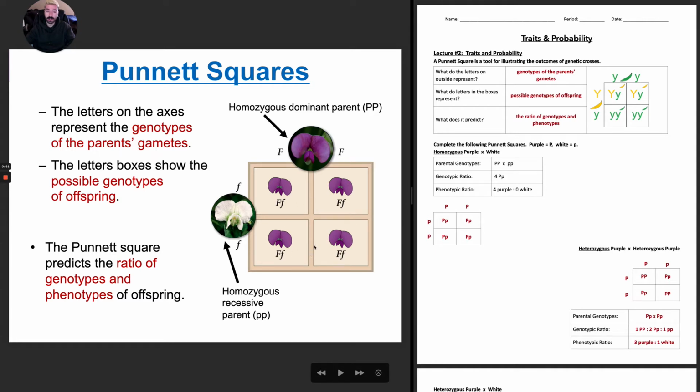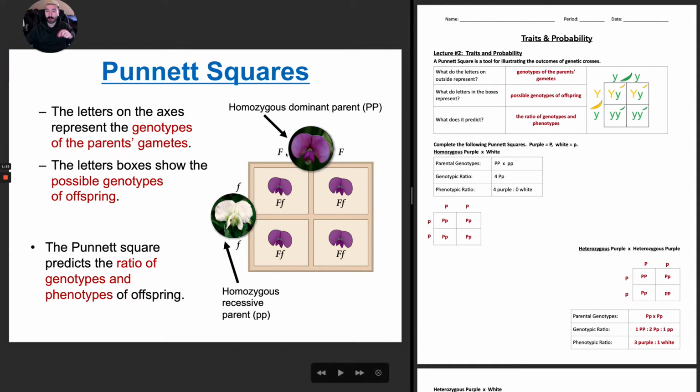Now you'll notice that I've used P's in the past, but they use F's here, and I think it's good that we have two different versions because you can actually use whatever letter you want to represent anything. I think the most important thing is making sure the capital and lowercase versions are easy to distinguish. Here, I've used P in the past for purple versus white, but they use F for flower, and that's fine. And so what this is, first and foremost, is that the letters on the axes, or on the outsides of the boxes, represent the genotypes of the parents.